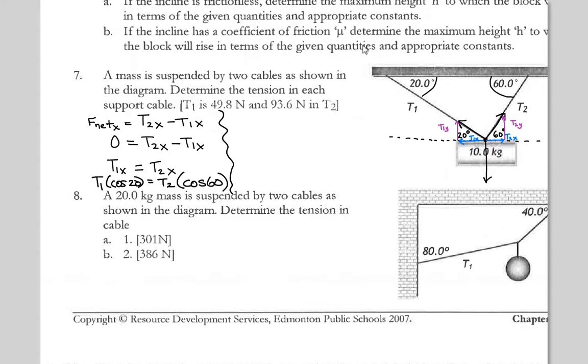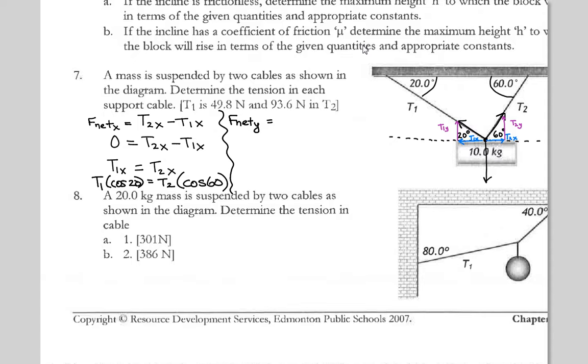Now we jump into F net y. Pardon me? You're going to have to probably find some more room. Oh, and you want to draw a tail to tip diagram? Yeah, you can do that. It's just not going to be right angled, so you could use like sine law, cosine law.